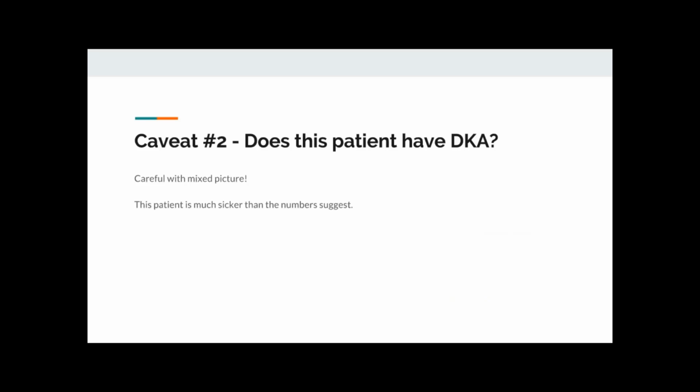Don't take the numbers at face value. Think about your patient. Don't take the numbers too quickly, all right? So think about whenever the patient has a mixed disorder. Is this a combination of different acidoses? Is this an acidosis and alkalosis? And be careful with just writing things off just because the numbers look okay, all right?